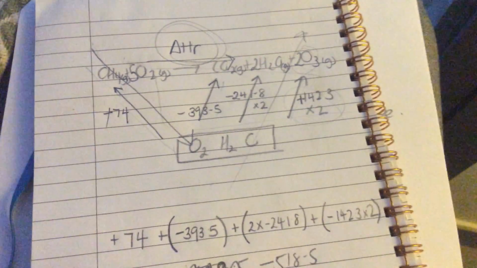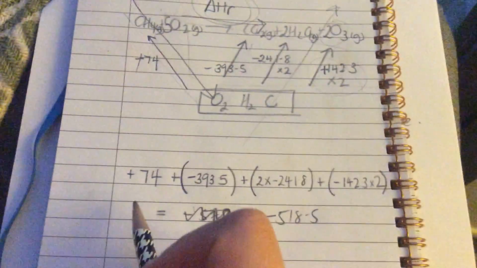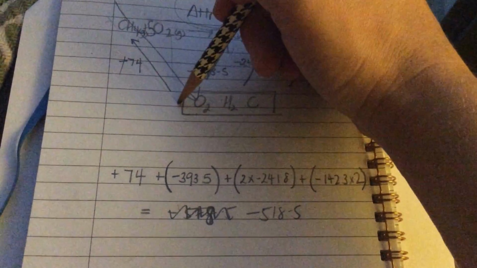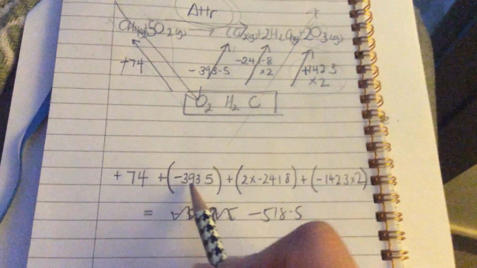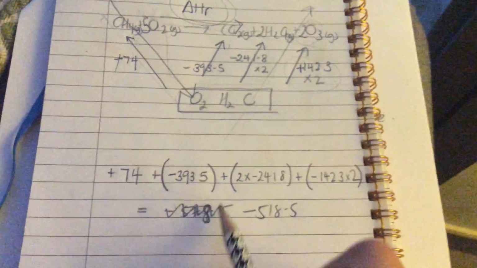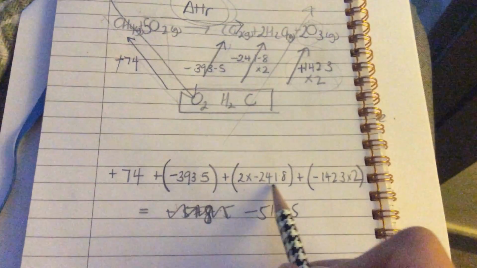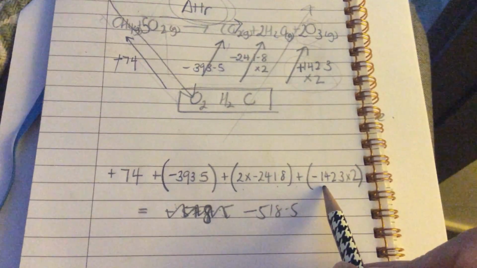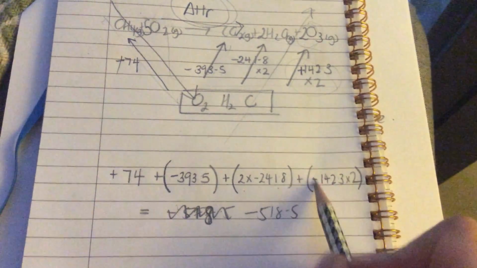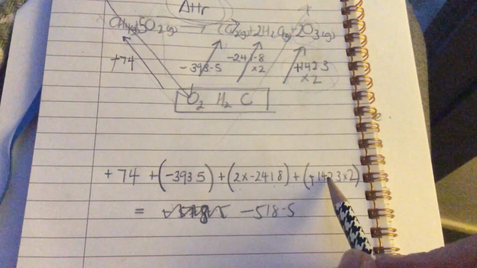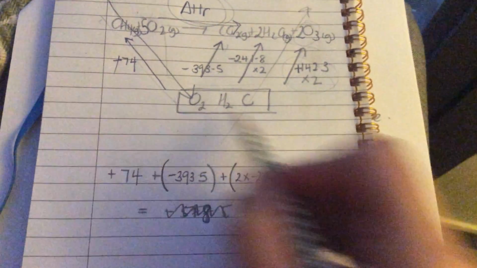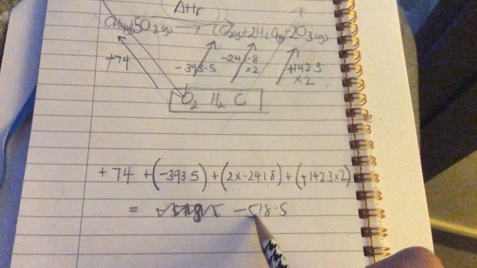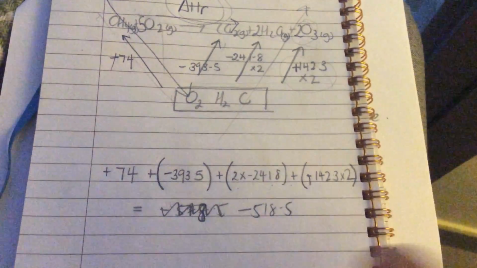so I change my sign to become a positive. So I've got positive 74 because I'm going in that direction, plus minus the 393, 2 lots of the minus 241, and 2 lots of the positive 142.3. If you do that and you add it all together, you get minus 518.5.